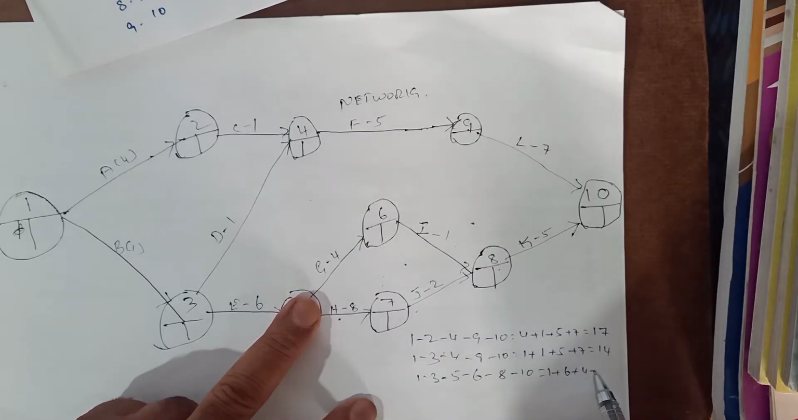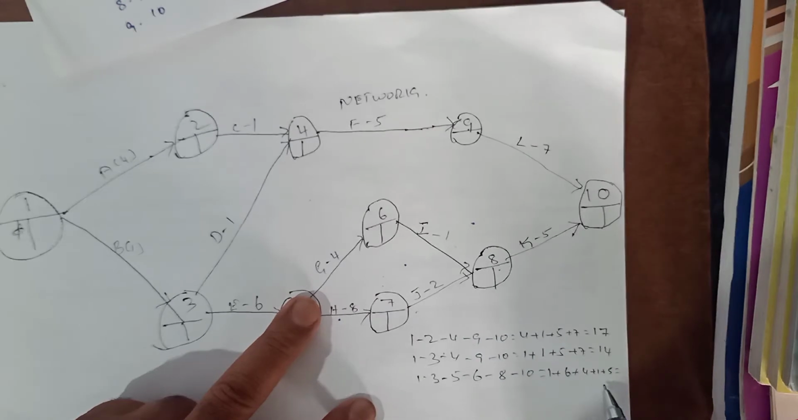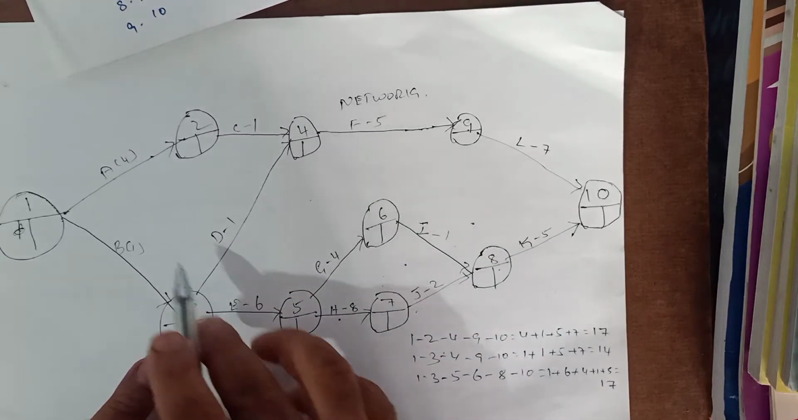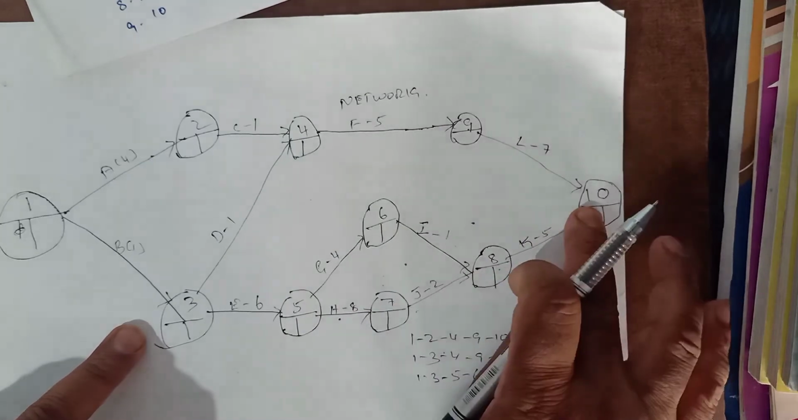plus 1, plus 5. That equals 6 plus 1, 7; 7 plus 4, 11; 11 plus 1, 12; 12 plus 5 equals 17. Okay, then this route is over, and this route is over.